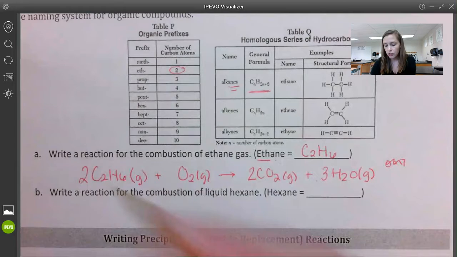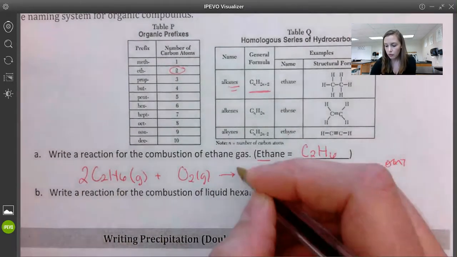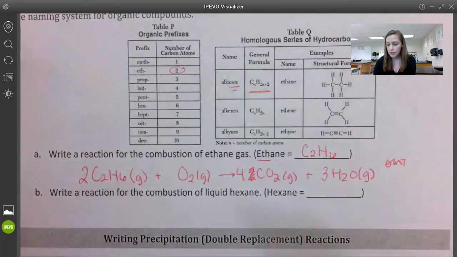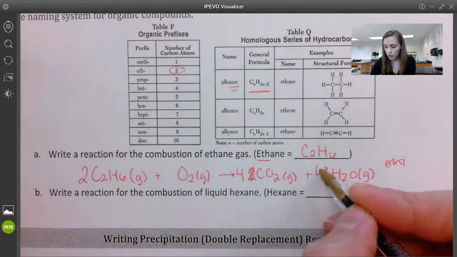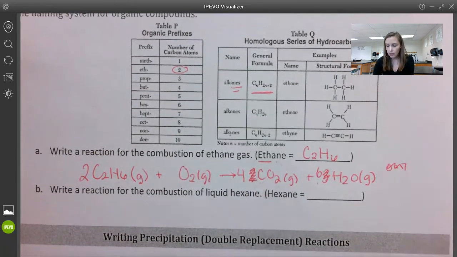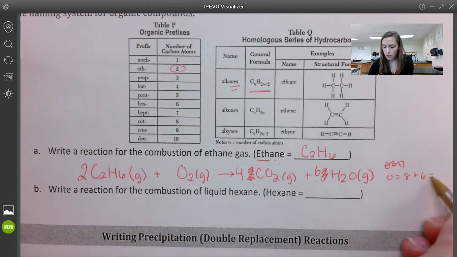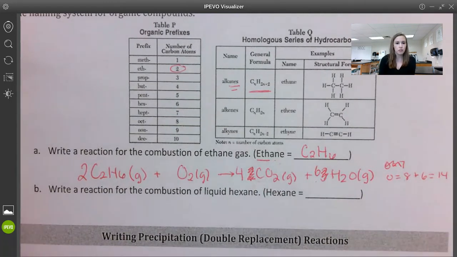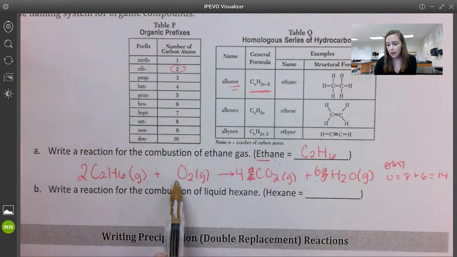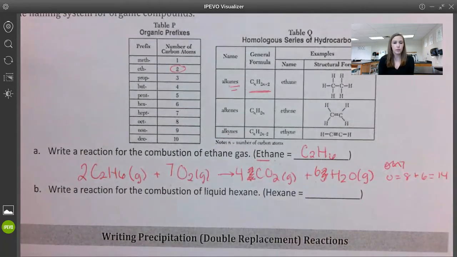So if we try out having 2 ethanes, I now would balance that out where I have 2 times 2, which is 4 carbons. I have 2 times 6, which gives me 12 total hydrogens. So 2 times this coefficient 6 would balance that out. Now if I check my oxygens, 4 times 2 is 8. 6 times 1 is 6. So that gives me 14 oxygens. So if I go to balance out my oxygens on my reactant side, 2 times 7 will give me the 14. So usually for combustion reactions, it's just the balancing part you might have to take a little extra time with.